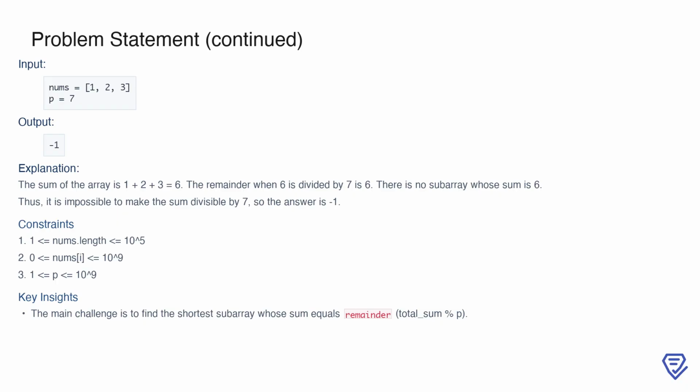A key insight for solving the problem is that the core challenge lies in finding the shortest subarray whose sum is equal to the remainder of total_sum % p. This insight helps us focus on the specific subarray that can remove the remainder, rather than examining all possible subarrays, which would be computationally expensive. By identifying this remainder and targeting subarrays that match it, we can significantly optimize our approach.